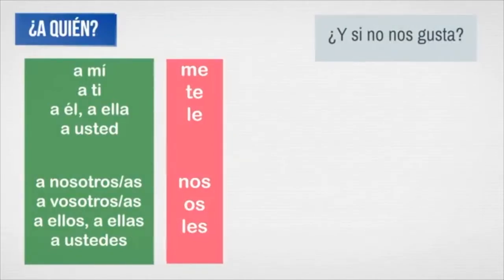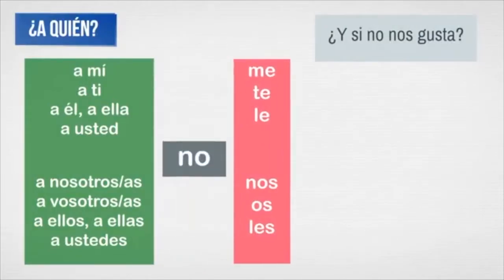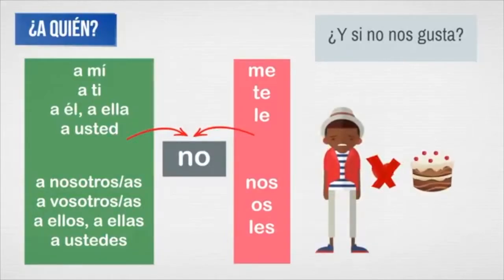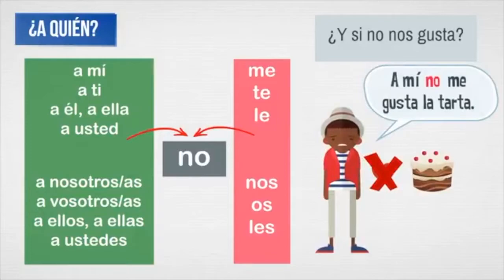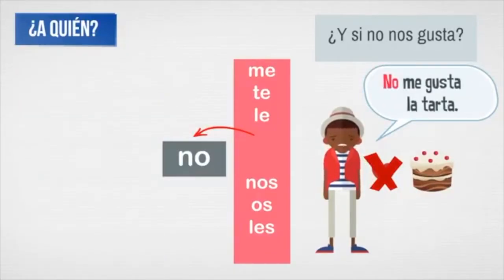How does it work if I want to use no? If I want to do a negative sentence, then I must write this no before the indirect object. So I must say, a mí no me gusta la tarta. I don't like the cake. Or just, no me gusta la tarta. I don't like the cake.